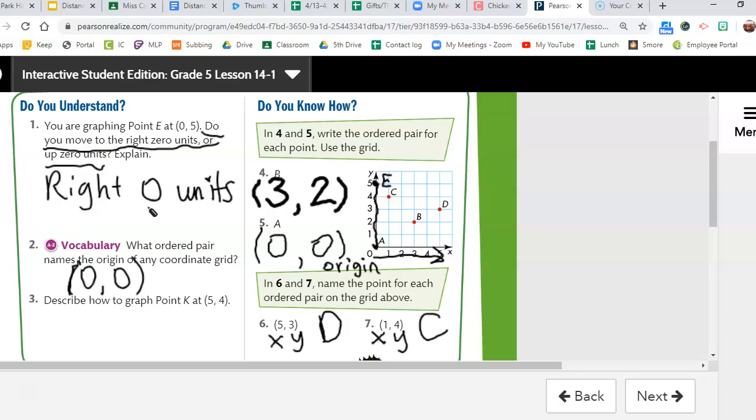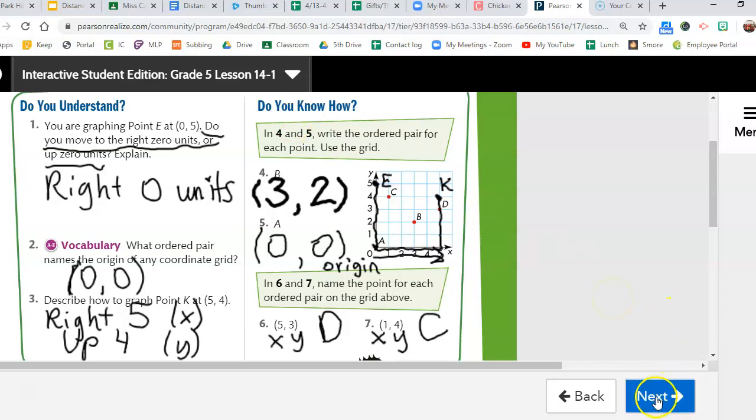All right, then number 3, describe how to graph point K at 5, 4. If I'm graphing point K, I'm going to go over to 5, and then I'm going to go up 4. Right there is point K. Okay, so I would move to the right 5, and then I would move up 4. This is the x-axis, right 5, and this is the y-axis, up 4. Okay, we're going to do one more problem that will help on the practice buddy.